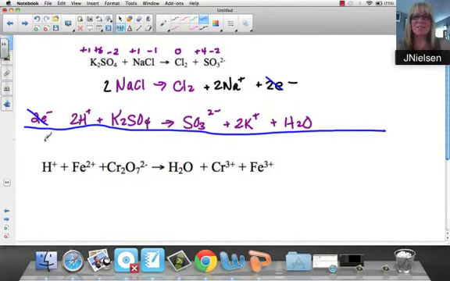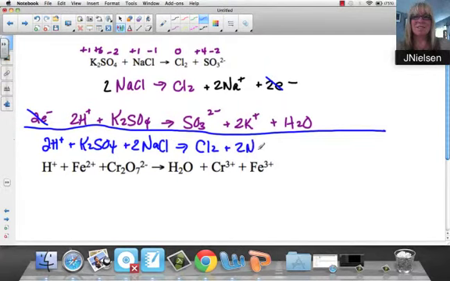So I've got 2H+ plus K2SO4 plus 2 NaCl yields Cl2 plus 2 Na+ plus SO3 2- plus 2K+ and H2O. Let's do one more and then we'll move on to basic.